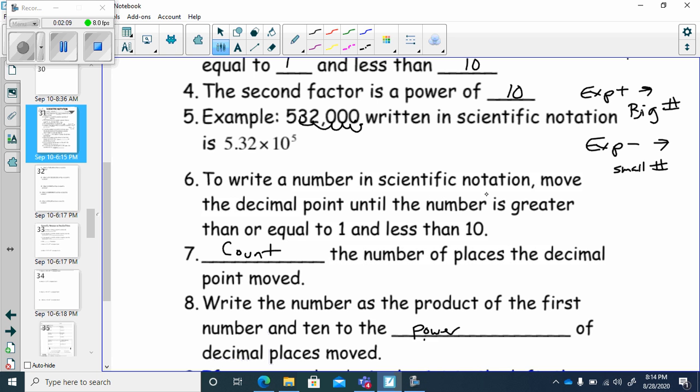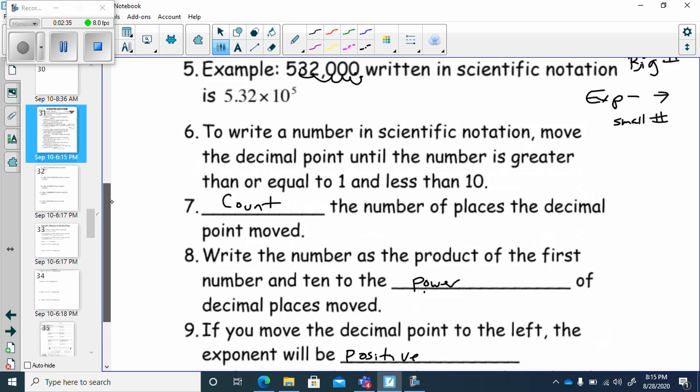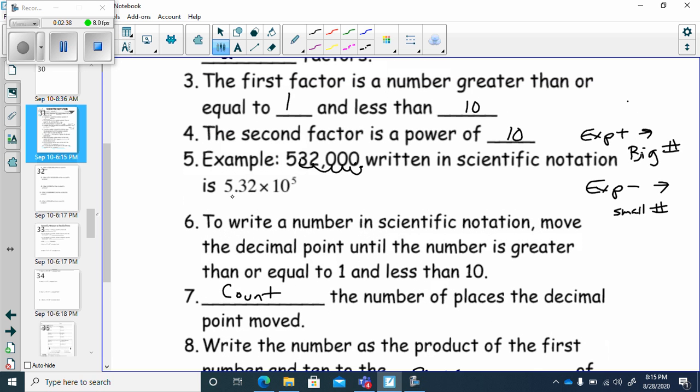To write a number in scientific notation, move the decimal point until the number is greater than or equal to 1. See how we did this here? It's 5.32. That's greater than 1, but it's less than 10. Count the number of places the decimal point moved. In this case, you moved it 5. Write the number as the product of the first number and 10 to the power of the decimal places moved. Notice, we moved 5 places. Here's your number that's between 1 and 10. Here is our power. We've moved the decimal 5 places. It is a positive number, so it means it corresponds to a very large number.